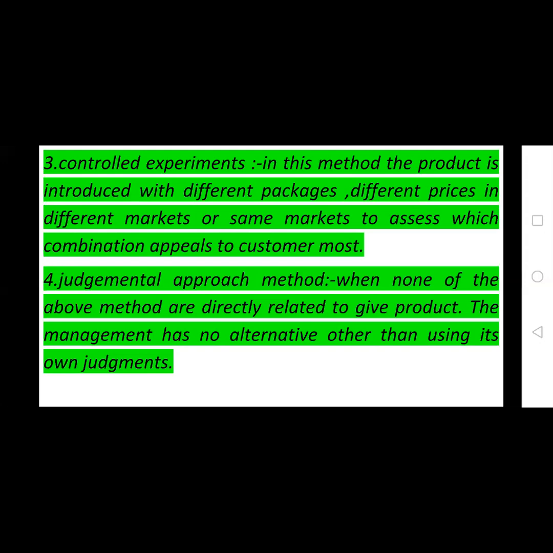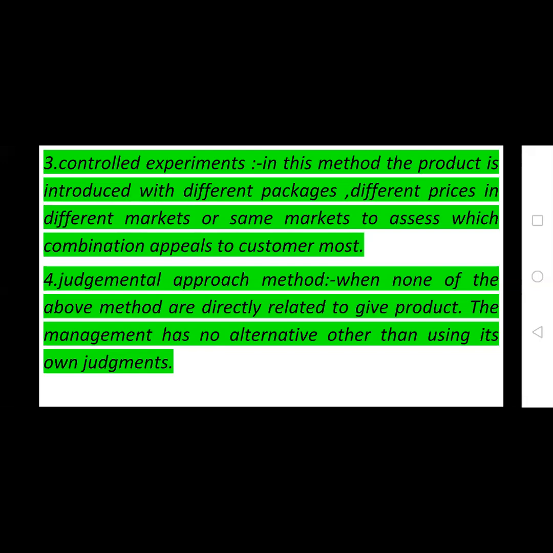So in this controlled experiment method, if the company wants, for packaging the product, to know what attracts the customer, what quantity attracts the customer, in these situations the company prepares different packages for different customers, and at the same time fixes different prices and implements them in different markets, as well as in some situations introduces them in the same market, to assess which combination appeals to the customer most, which combination attracts the customer.